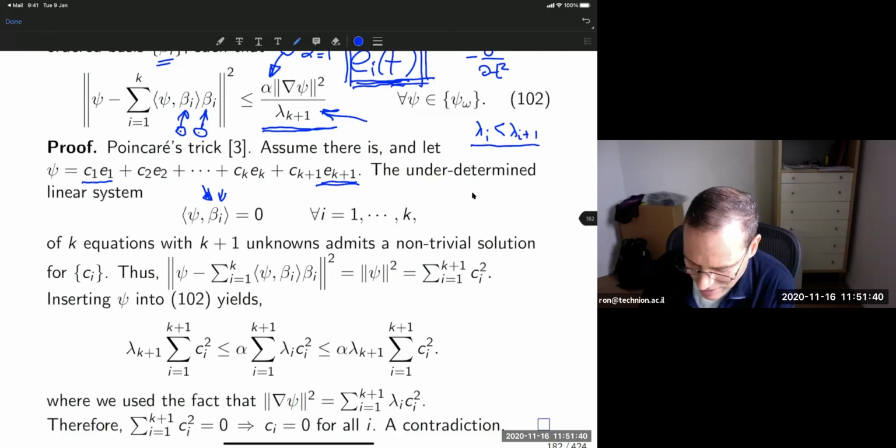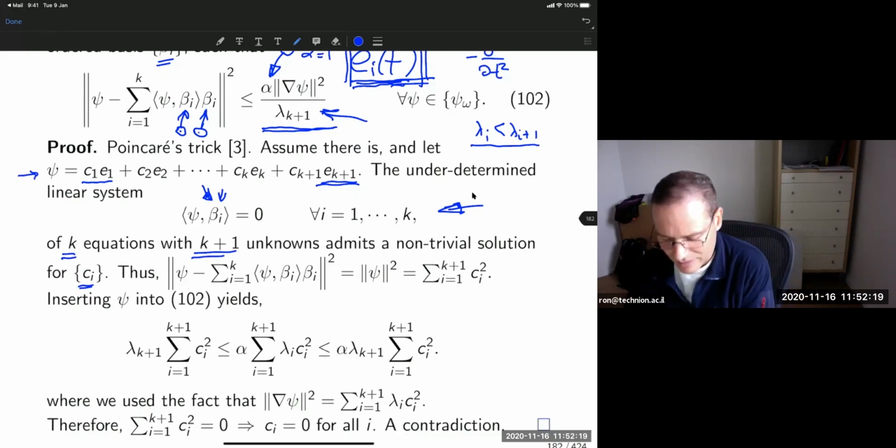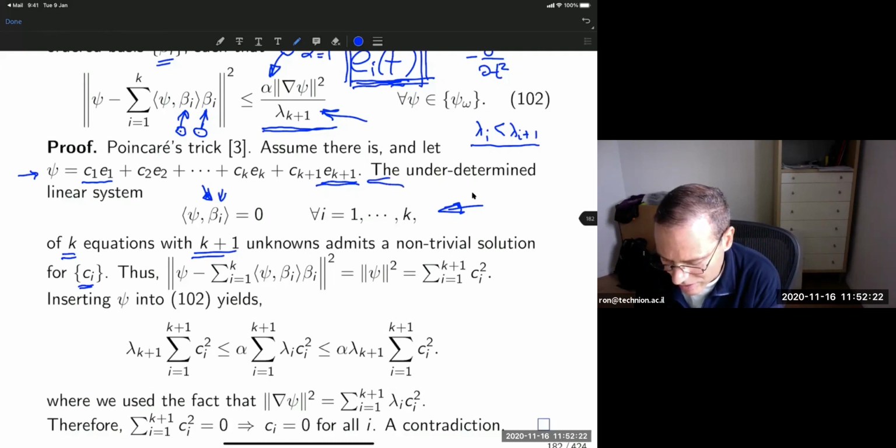So it would exist only at beta_(k+1). The first ones would be equal to zero, and all the energy of the signal would belong to the next betas. This is an underdetermined system: there are k equations and k plus one unknowns, and there is a solution for the c_i. So I can actually represent this function in this basis. Again, this was my selection, my construction of psi.